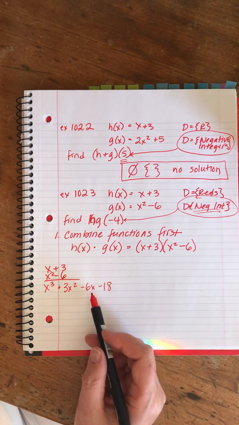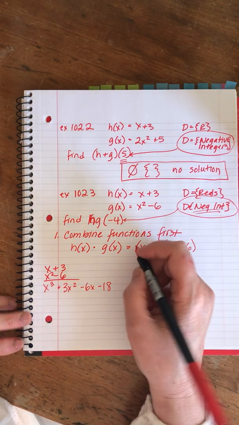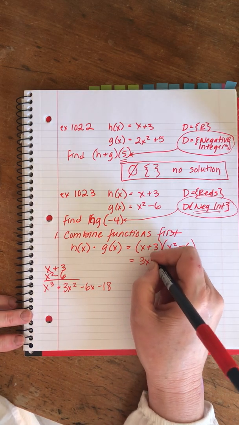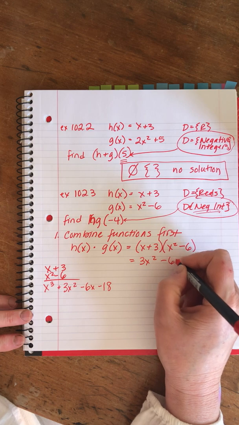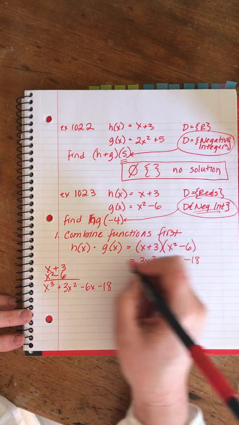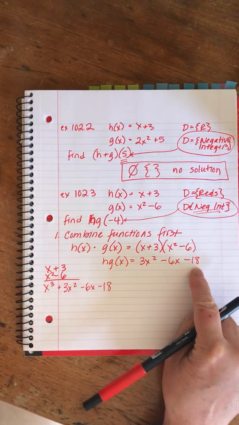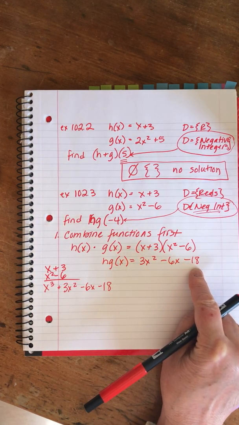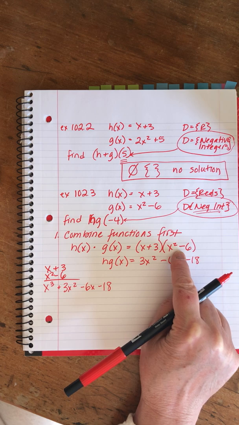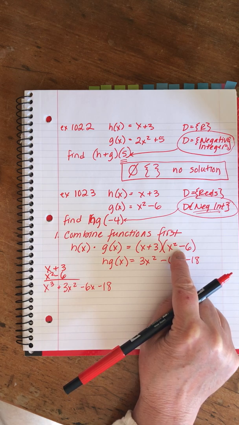That's kind of an ugly function, right? But that's okay. 3x squared minus 6x minus 18. That is the hg of x. That's our new combined function that we got from multiplying those two together. Now we want to solve it for minus 4.